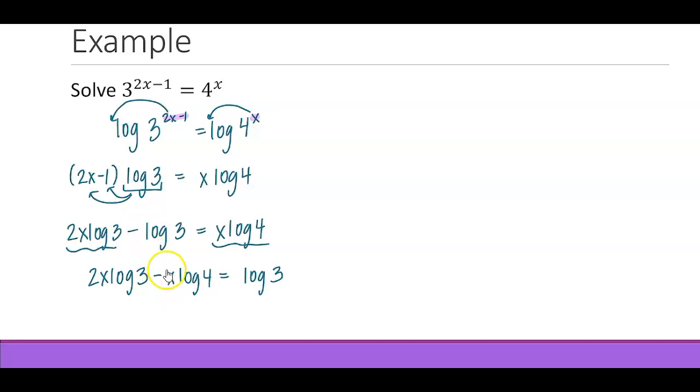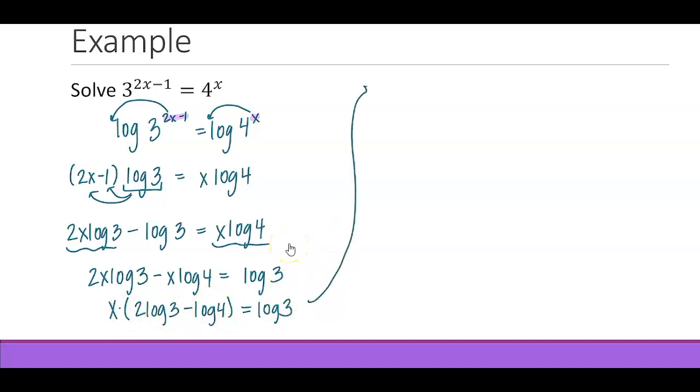Now here, in order to get x by itself, I'm going to factor x out of both of these terms. So I have x times 2 log 3 minus log 4 is equal to log 3. So now I have x times this quantity, meaning I can divide by it to get x by itself. So remember, don't lose sight, we're solving for x. All right, so I'm going to divide both sides by this quantity. So let's bring our work up here. I have x is equal to log 3 all over 2 log 3 minus log 4. So I've solved for x.